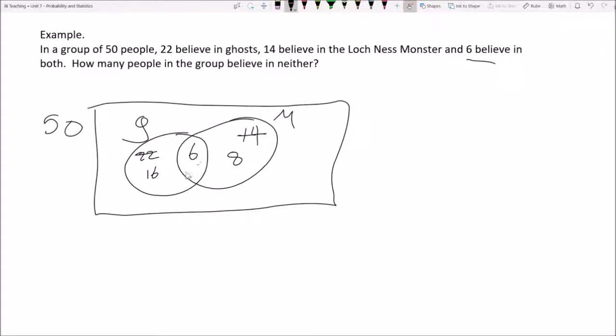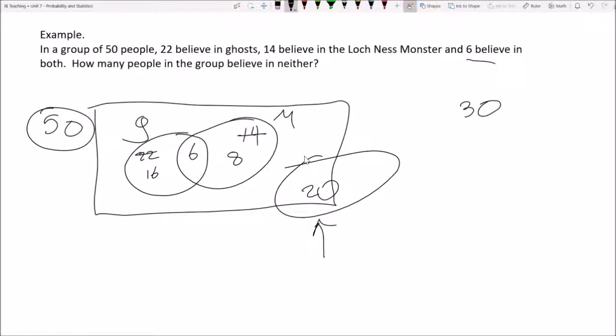So how do I figure out how many people believe in neither? Well, what I have to do is figure out how many people we have in the diagram right now. So we've got 16, 6, and 8. I'm going to add those together. 16 plus 6 plus 8. And it looks like we have 30 people accounted for, which means how many more do we need to get 50? 20 more. So there are 20 people in this group that believe in neither.